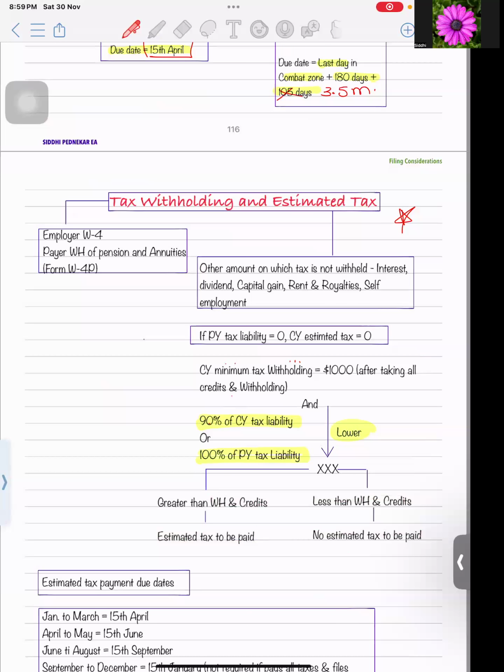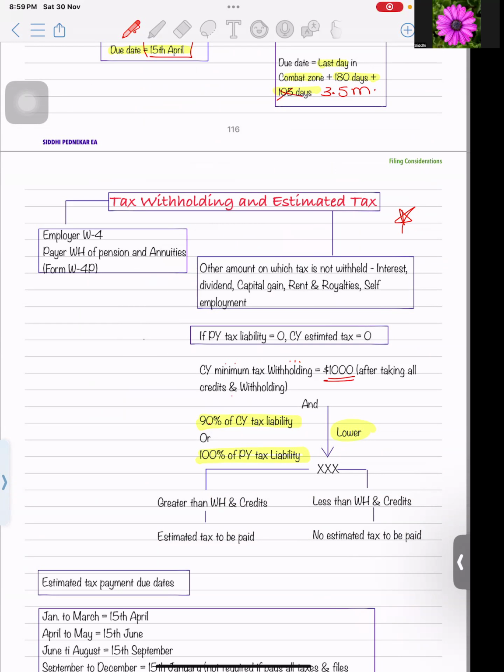Now, if you do not have any withholding, no need to pay. If you do not have any income at all, or if your taxes are coming less than 1,000, then you do not have to pay any estimated tax.